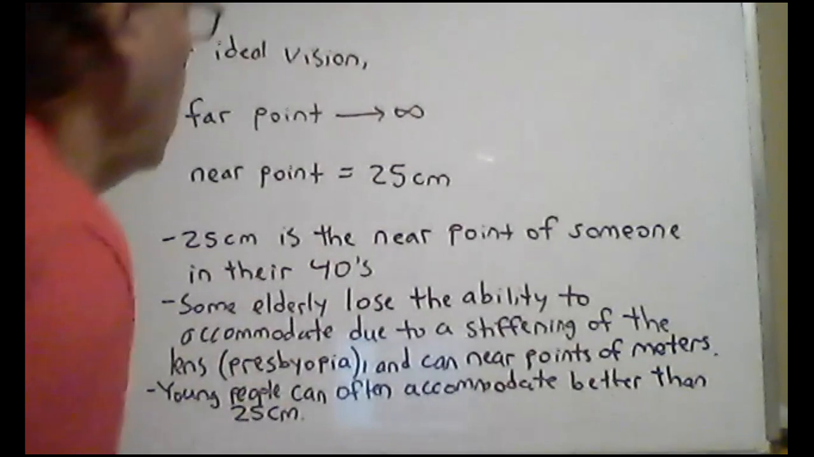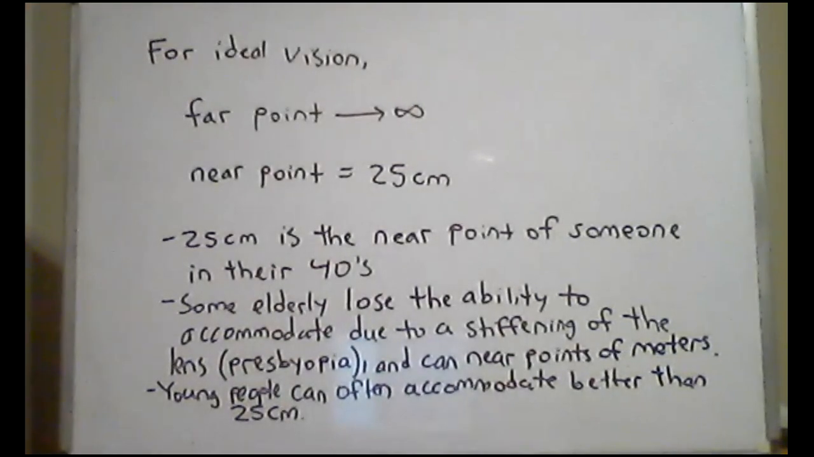All right, so again, for ideal vision, what we call the 20/20 perfect vision, the far point we take as infinity. The near point we take as 25 centimeters. And then 25 centimeters medically is about the near point of someone in their 40s. Some elderly people lose the ability to accommodate due to stiffening of the lens. We call that presbyopia, and they can have near points of meters. They need reading glasses. Young people can often accommodate better than 25 centimeters. People in their teens and 20s can often do even better.